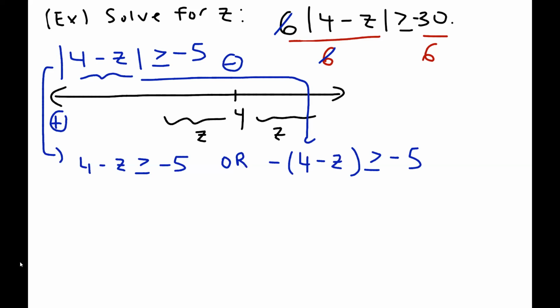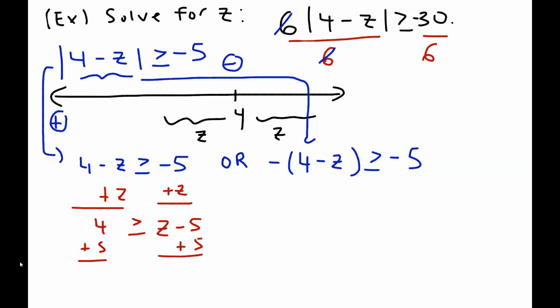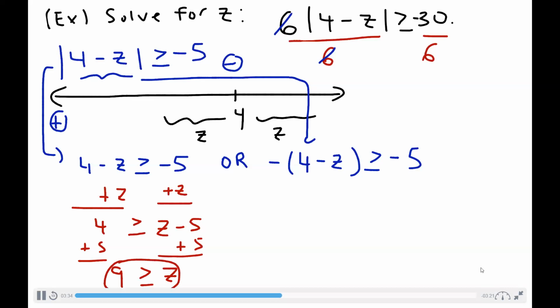I'm going to solve these for z. In my first inequality, I'm going to bring the z on over and add 5 to both sides. Let me do this in two steps. So I have 4 is greater than or equal to z minus 5. If I add 5 on over, I get z is less than or equal to 9. So there's one.